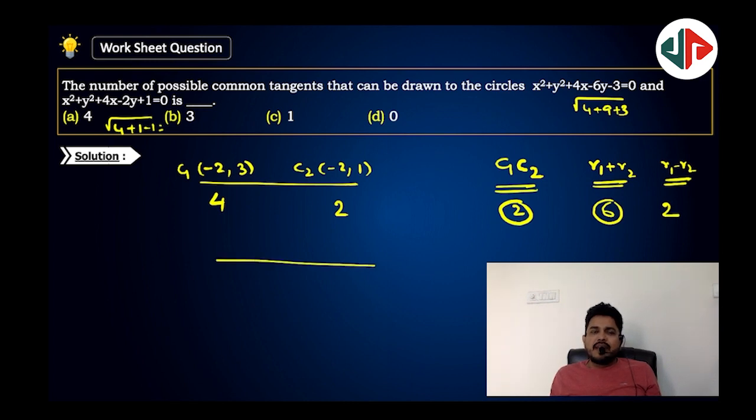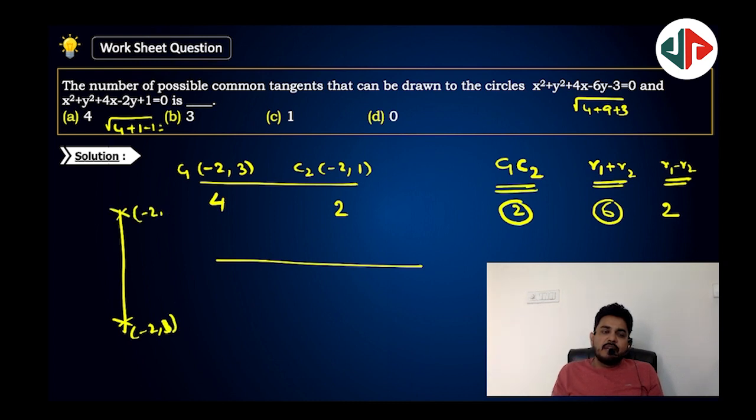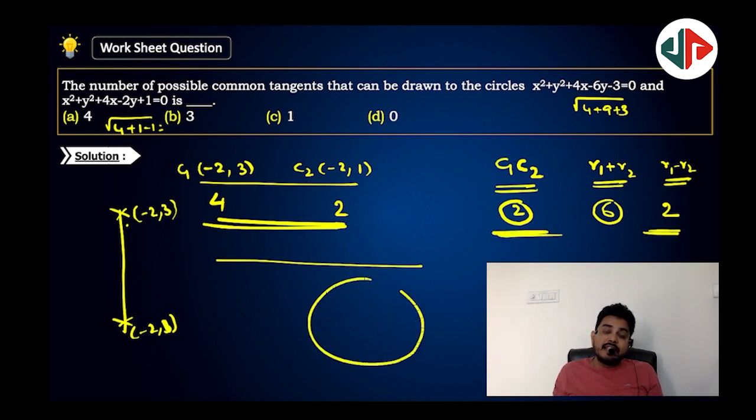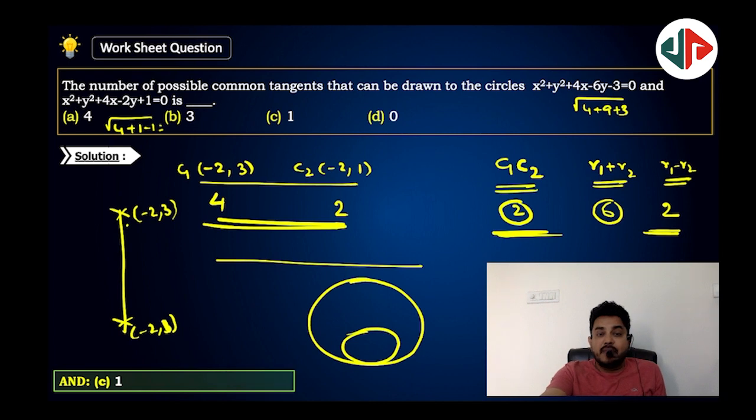If you visualize it, the x value is the same: minus 2 comma 1 and minus 2 comma 3. From here, the radius is 4 units for this one. So C1C2 is equal to R1 minus R2. So one circle lies inside the other, touching it. This is how the number of common tangents will be equal to 1.